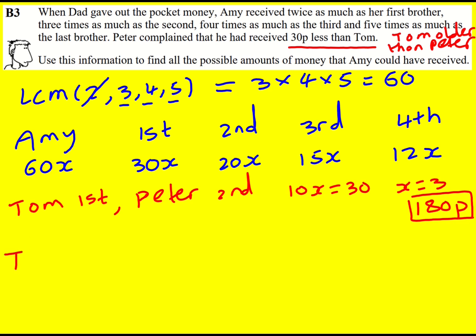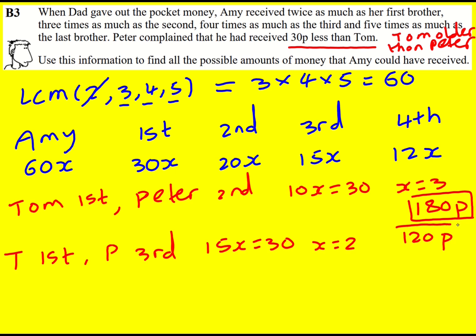I'm just going to use T for Tom now and P for Peter so then I can fit it in a bit better. So T, let's stick with him being first. Peter now third. So here the difference is 15x equal to 30. So x is 2. And Amy would have received 120 pence.